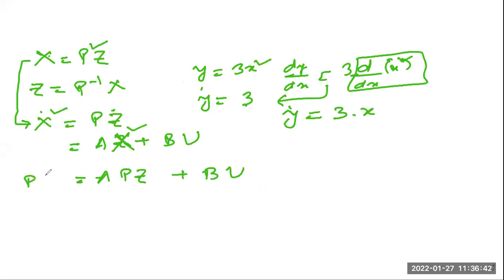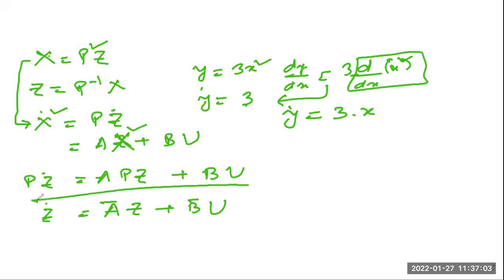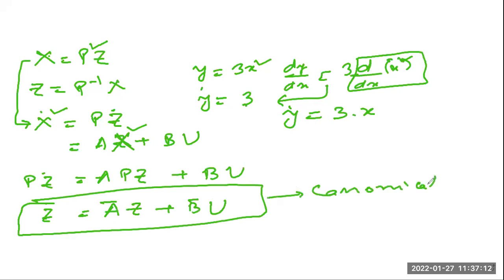And this is x dot equal to P z dot. So P z dot equals that, and z dot, with P inverse multiplied, becomes some other constant matrix A bar into z, plus B bar into u. This is the representation of the canonical form, the representation of the state variable. Is it clear? Okay.